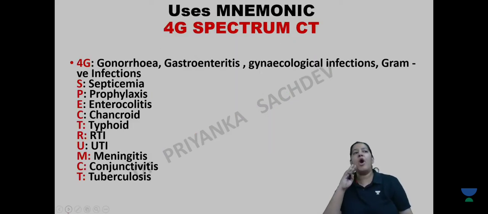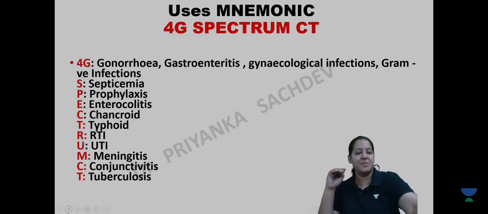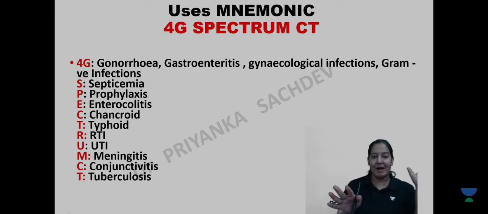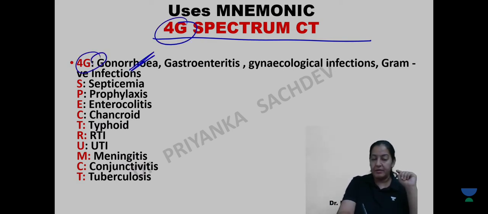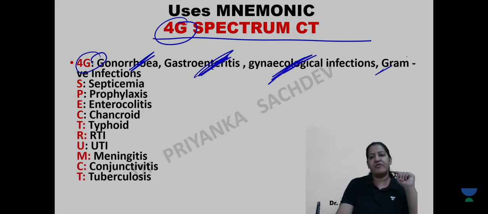I tried my best. Coming on uses. For uses, I have a mnemonic for you. As I've told you, these are broad spectrum. So everything is there in the uses. The mnemonic is 4G spectrum CT. What are the 4G? They are used in gonorrhea, gastroenteritis, gynecological infections, and gram-negative infections.